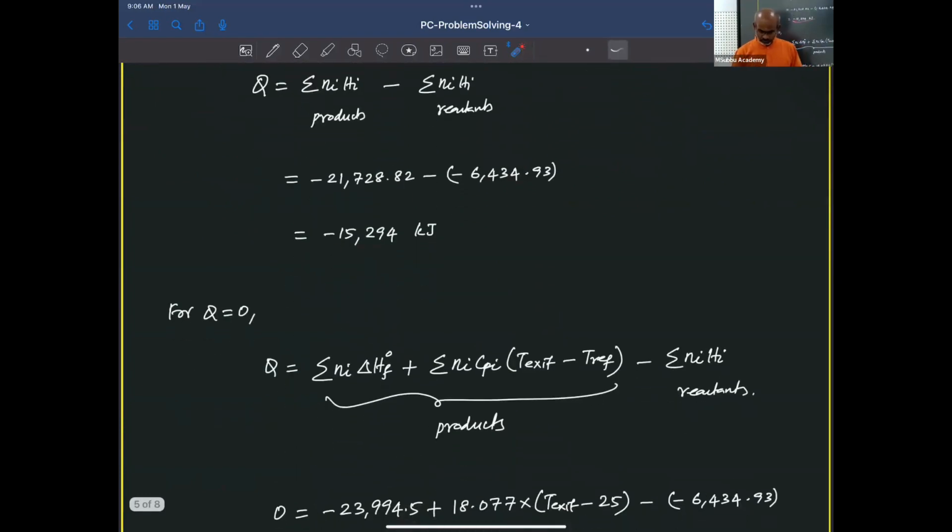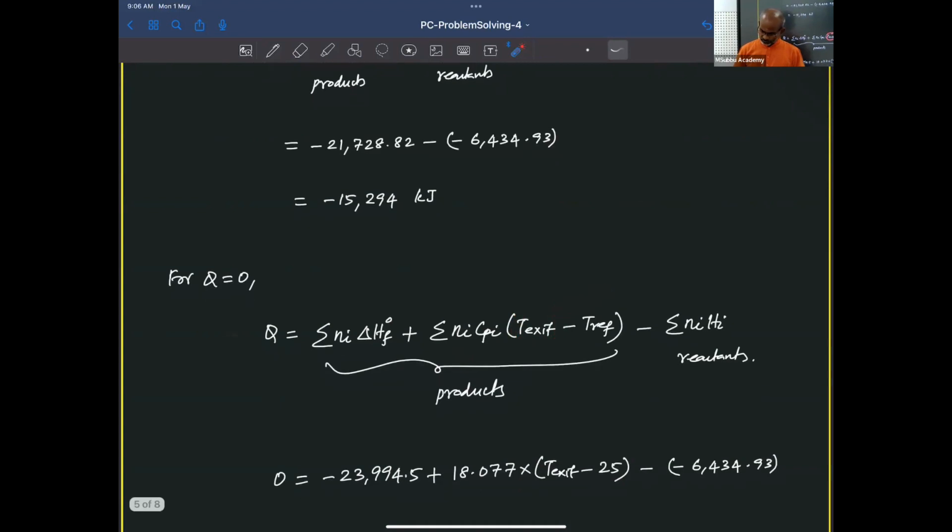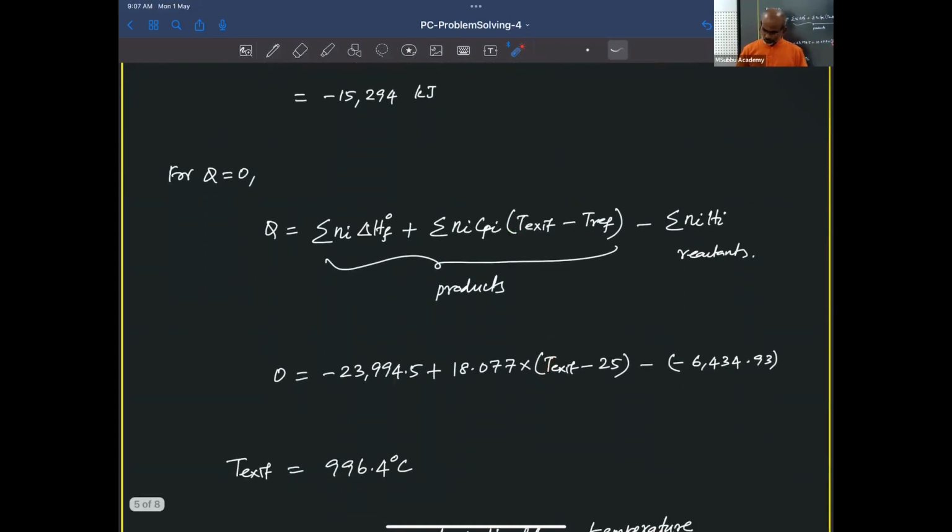The next thing is for Q equal to 0. What is called the adiabatic system? What is the exit temperature? So here you have to find this exit temperature. Earlier Q was not given, now Q is given as zero, and we are finding the exit temperature.